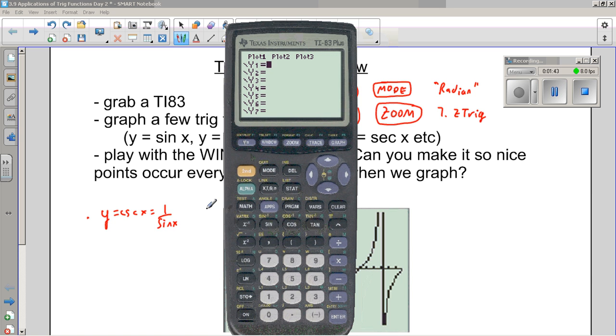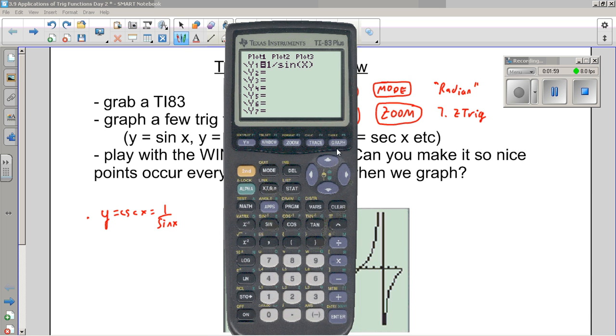But cosecant, there's no cosecant button, right? And remember, this means inverse sine, inverse cos, not the reciprocal. So how do we graph cosecant? It's 1 divided by the sine of x, right?